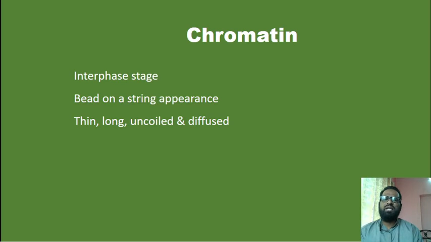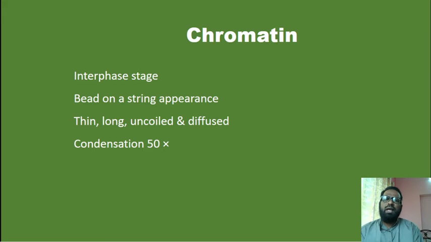It means that if you want to observe the chromatin under the microscope, you can't see anything. You can't see the discrete chromatin actually. There are different discrete structures, but even then you may not be able to identify them as discrete structures. Why? Because they are very long, thin, uncoiled and diffused in nature, it is almost impossible for us to identify the chromatin.